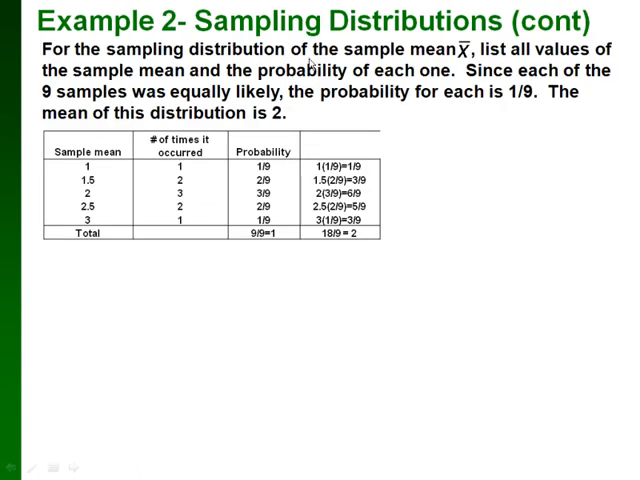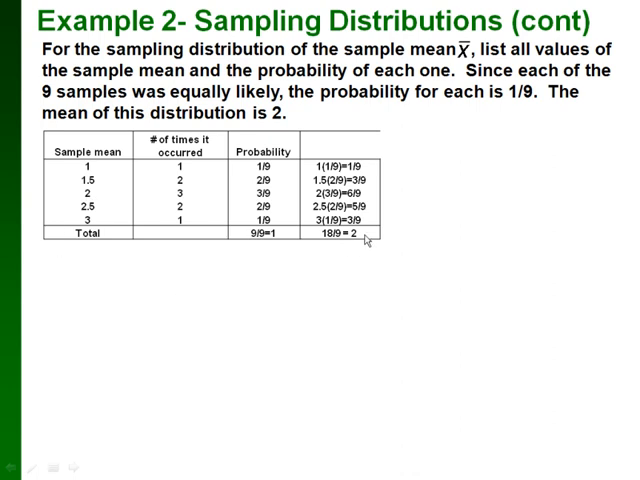If we look at the sampling distribution for the sample mean first, we would list all the different possible values for our sample mean. These are all the different values that came up from our 9 samples, and the number of times each one occurred. So for example, the sample mean of 2 happened in 3 of those samples. Then since each of those samples was equally likely, our probabilities are just 1/9 times the number of times that sample mean occurred. So here's our probability distribution for our sample mean.